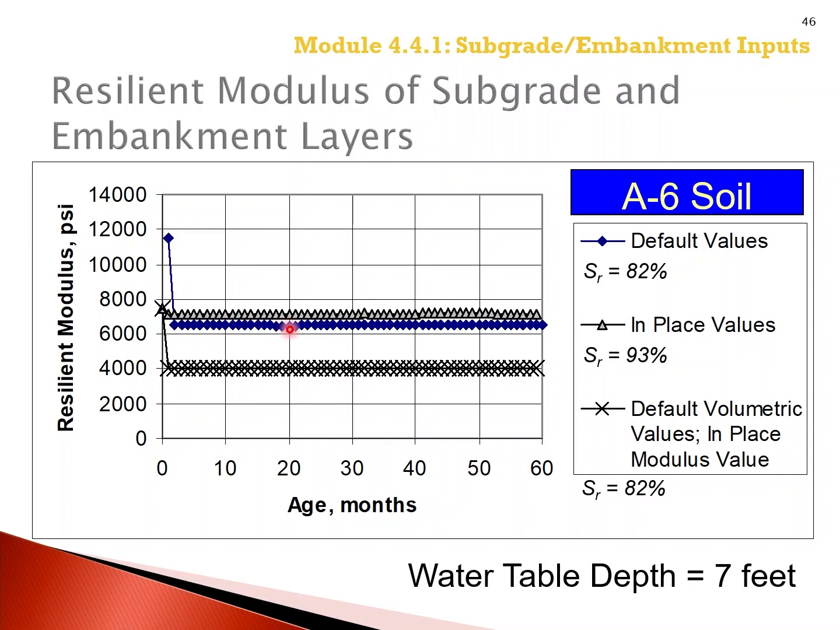And for this condition, that degree of saturation goes up to about 93%. And so the resilient modulus drops to about 6,500 or 300 psi throughout the design life.